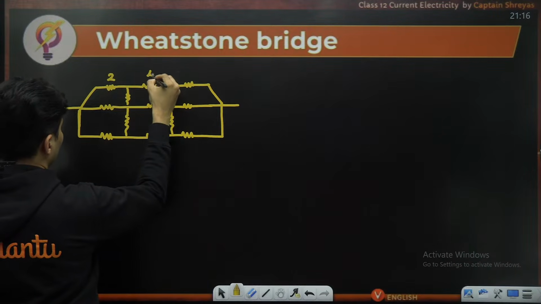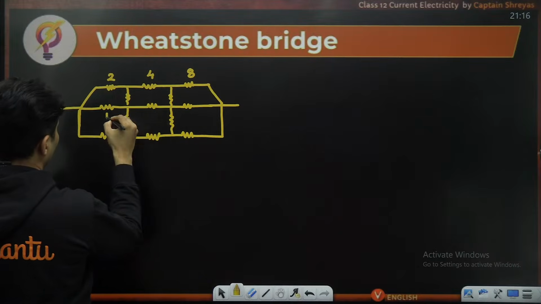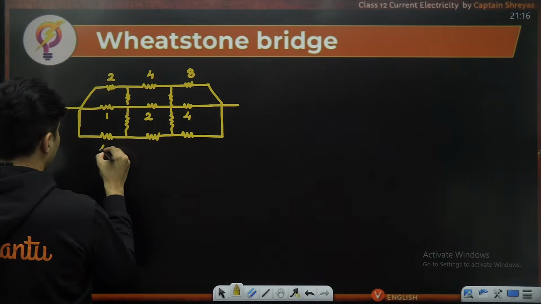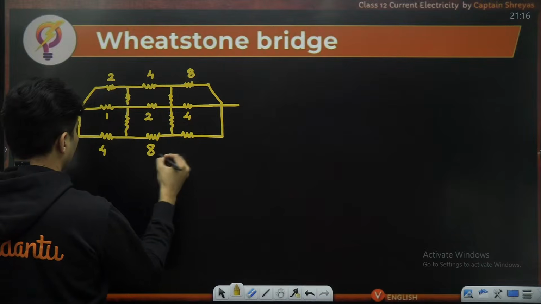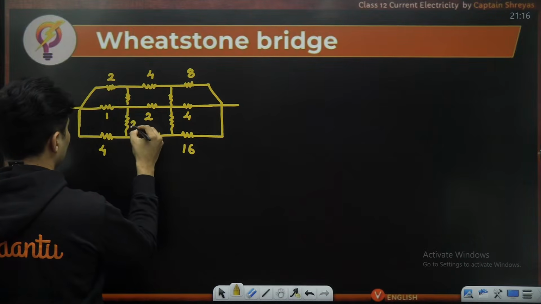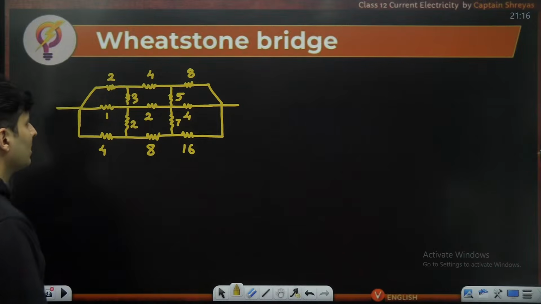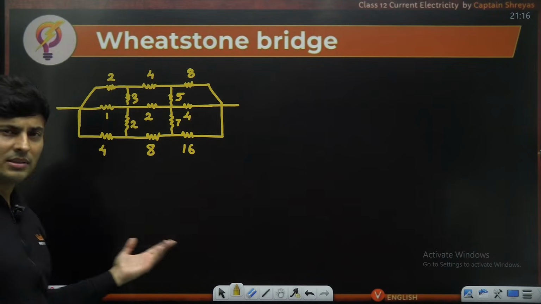Two, four, eight, one, two, four, 4, 8, 16, 2, 3, 5, 7. This kind of circuit is there and you want to solve this.